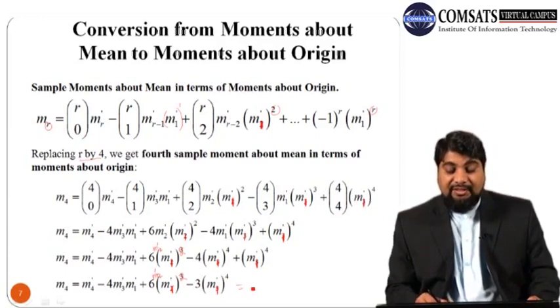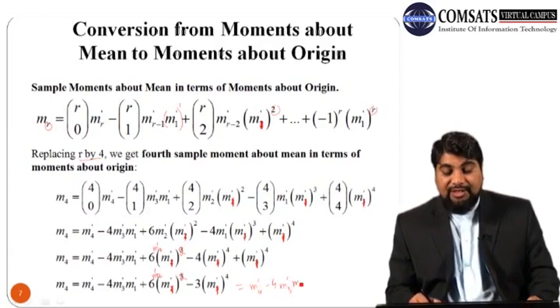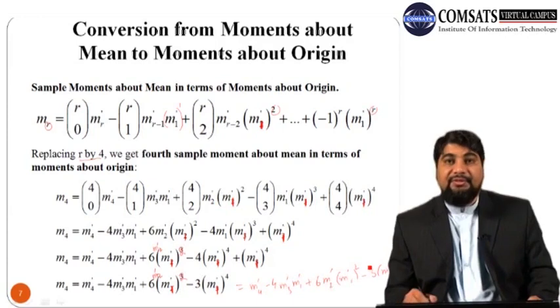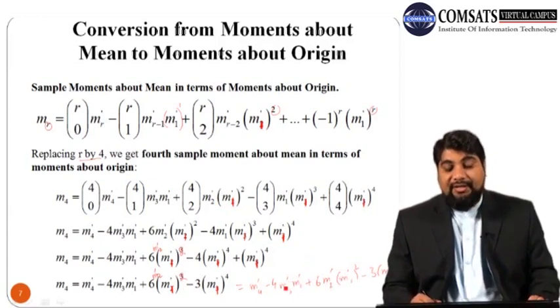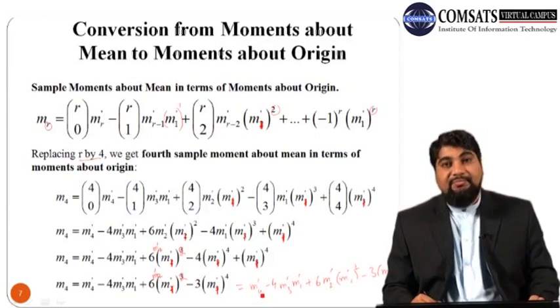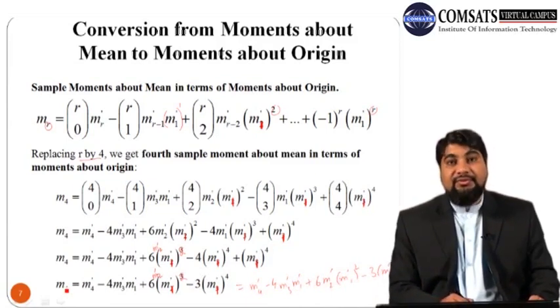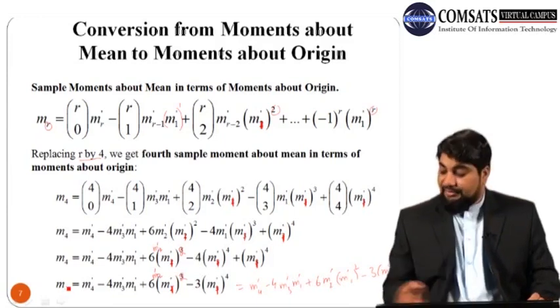So let me write it here in a more proper way. It is 4 times m3' minus m1' plus 6 times (m2' minus m1') whole squared minus 3 times m1' whole raised to power 4. So if we know the values of these sample moments about origin, m4', m3', m2', m1', using this relation we can calculate the fourth sample moment about mean, or fourth central sample moment.